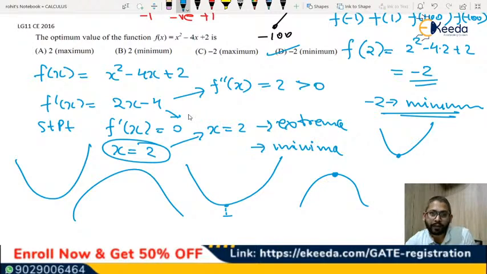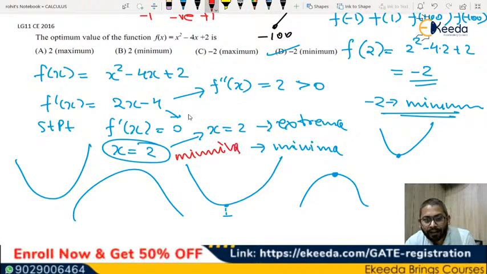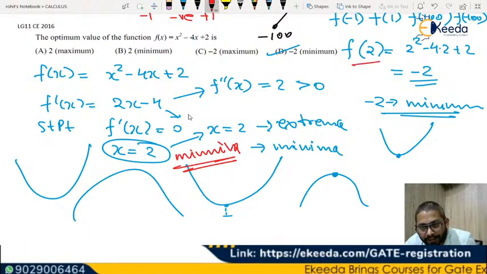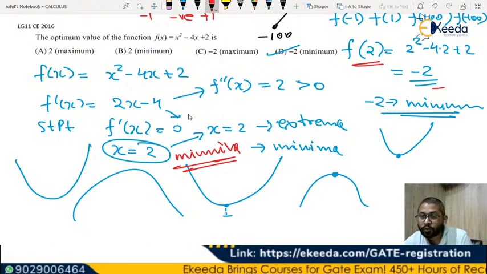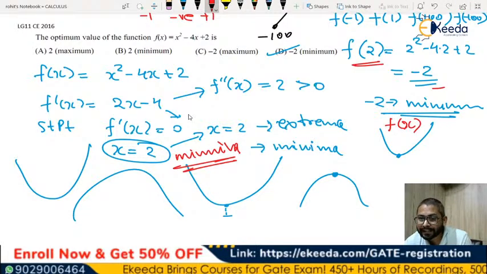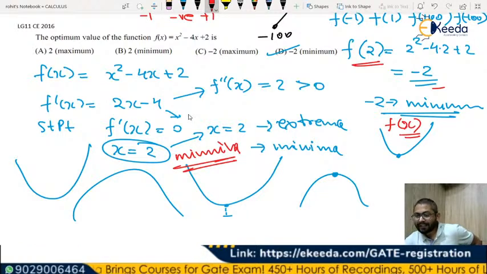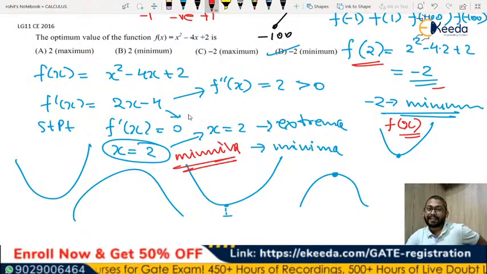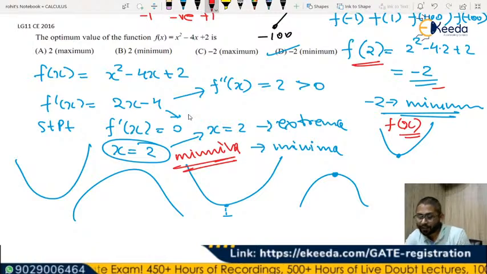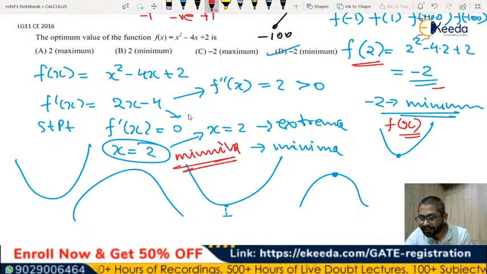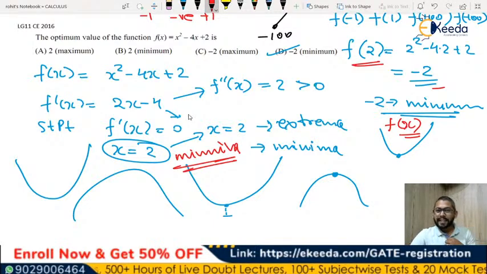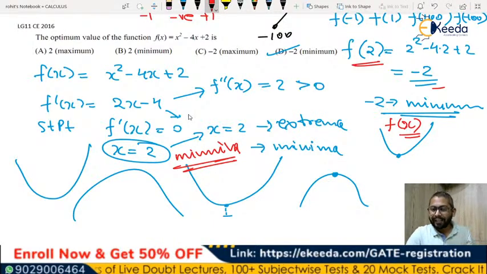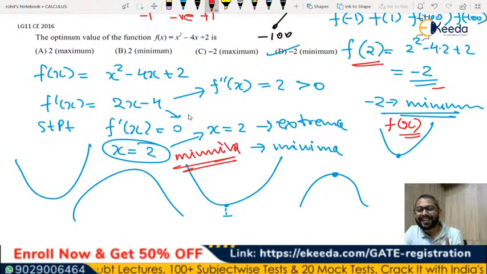That's what I'm telling. x equals 2 is a minima, of course, but the function value f of 2 is minus 2, which is the minimum value of what? Of f of x. Kirti, what is it? It is minus 2 minimum value, not 2 minimum. Yes, I'm saying minus 2 is the function value at x equals 2. Please take care of this.